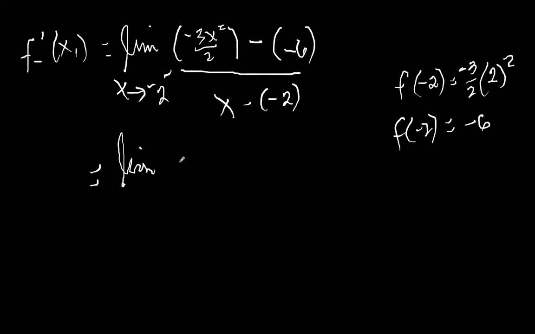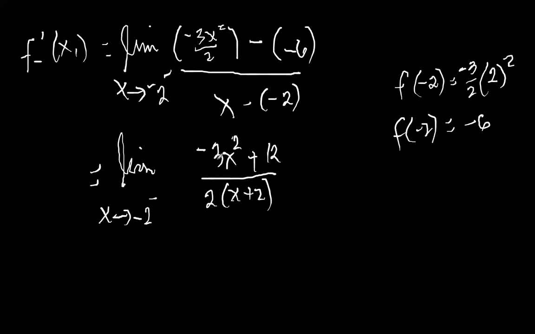We have as x approaches -2 from the left. Let's simplify the numerator. So this becomes -3x squared plus 12. I already simplified, guys. This becomes 2 times x plus 2. All right, here we go, so let's continue.